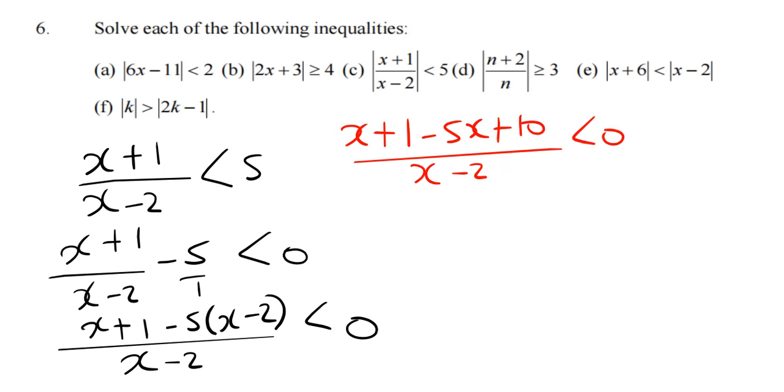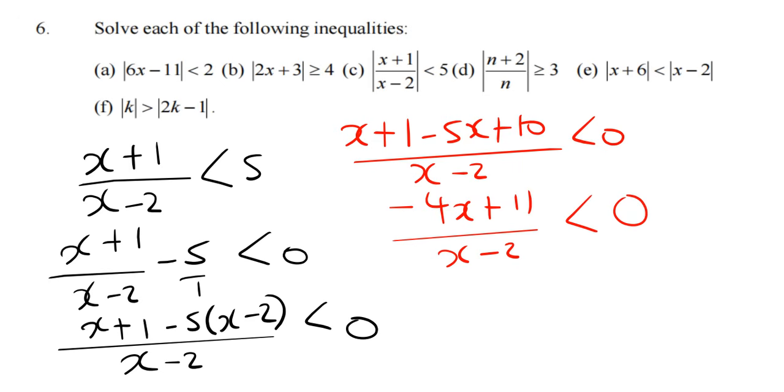Alright, then we add what we have on top. X minus 5x, that is negative 4x. 1 plus 10, that is an 11, plus 11 over x minus 2 greater than 0. Alright, so you know what you're supposed to do when you reach here. Demarcate your signs like we've been demarcating our signs. So find the solution for this one. Anyway, let's just solve this part as well.